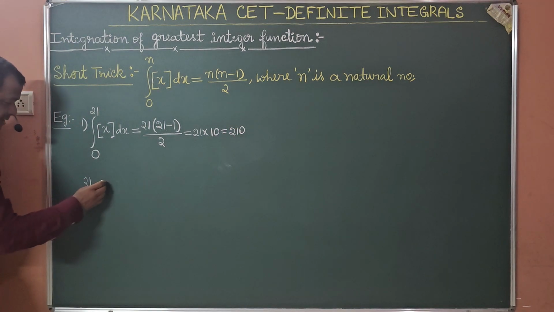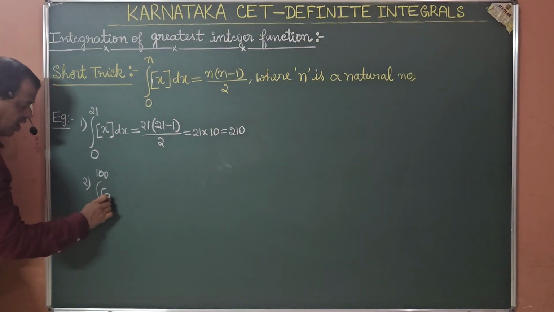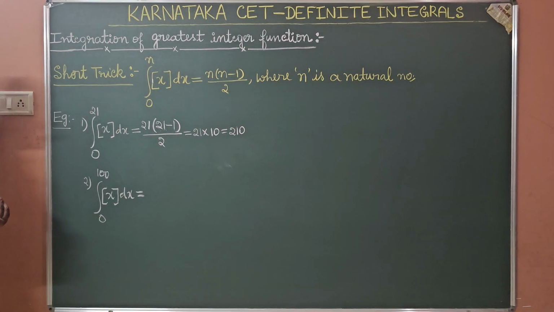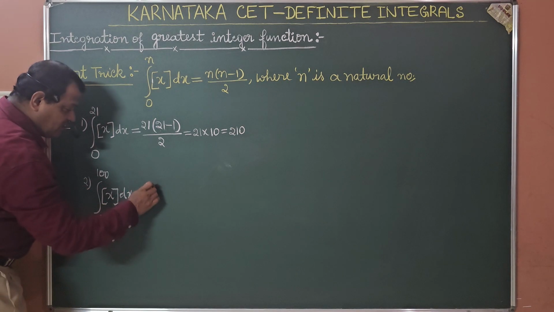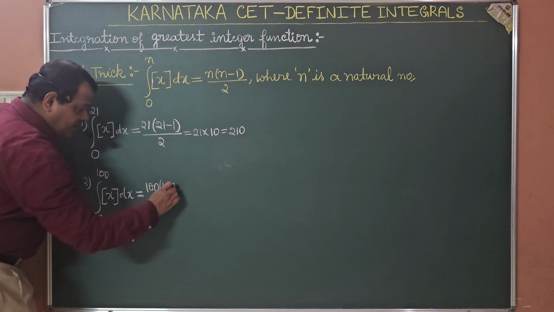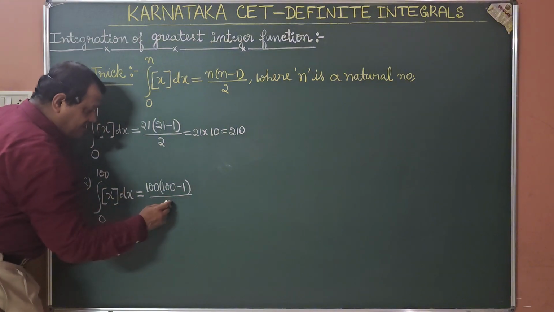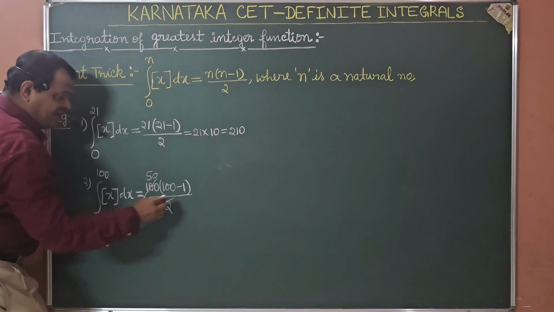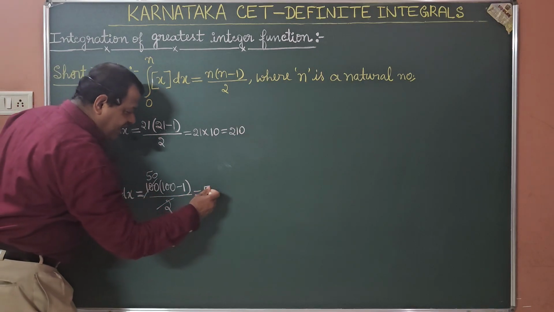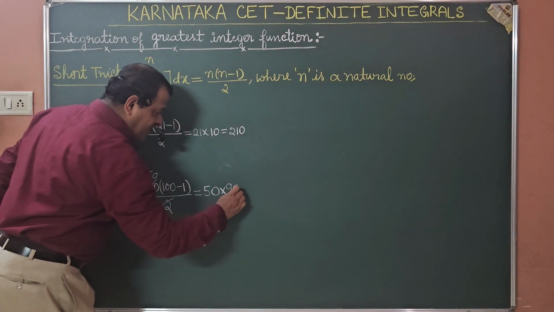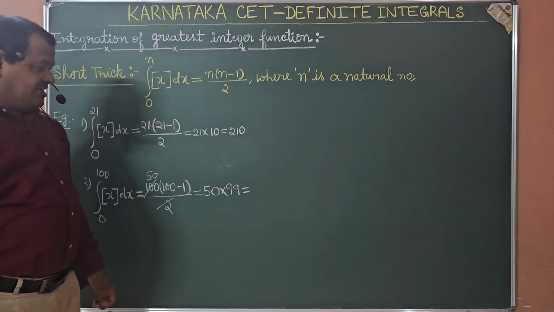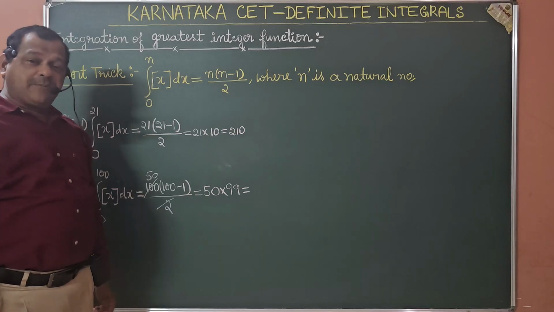Or one more example, in case they ask integration from 0 to 100 of greatest integer function of x dx. Here n is 100. So 100 into 100 minus 1 divided by 2. 2 goes in 100, 50 times. So 50 into 99. I would request you, please do not use a calculator at any stage of your CET preparation.